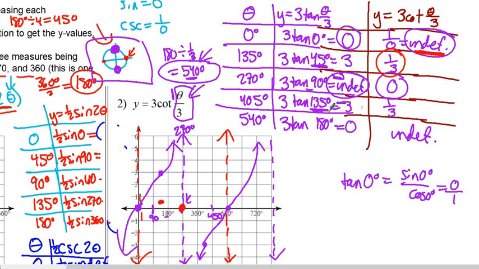And then at 405 degrees, same thing. This should be -1/3 right there. So 405 degrees will be -1/3, and it's going to look roughly like this right here. Okay, that red line is the graph of cotangent.